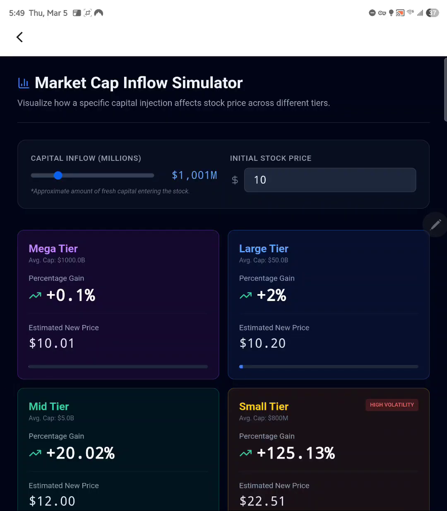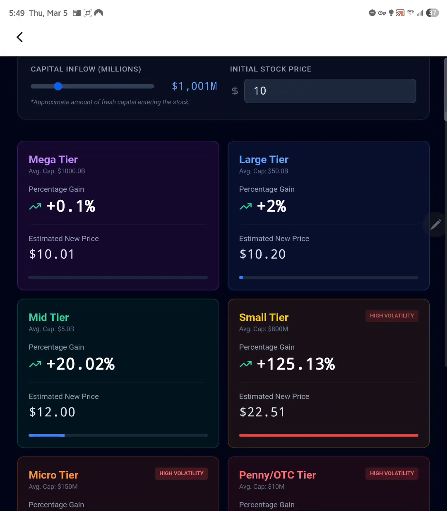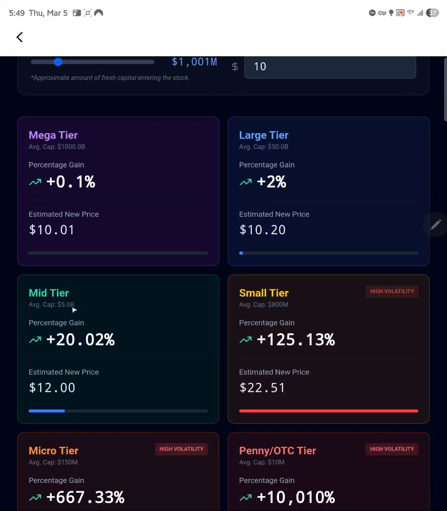Now let's say we go even lower in market cap. Mid cap, if a company is worth $5 billion and it sees a $1 billion inflow, it will see a 20% gain. So the price went from $10 to $12, which is a 20% increase.